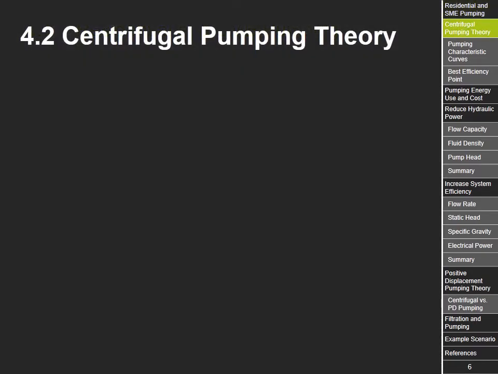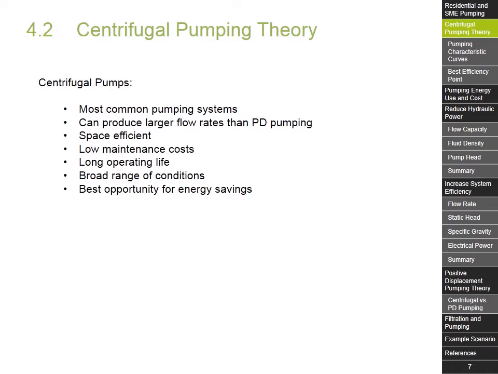Centrifugal pumping. In industry, centrifugal pumps are significantly more common than positive displacement pumps due to their ability to handle larger flow rates. They are also common in residential applications because centrifugal pumping is far more space efficient and has low maintenance requirements, with a characteristically long operating life. Centrifugal pumps can also operate over a broad range of conditions and have a low risk of catastrophic damage due to improper valve positioning. These pumps also offer the best opportunities for energy savings.